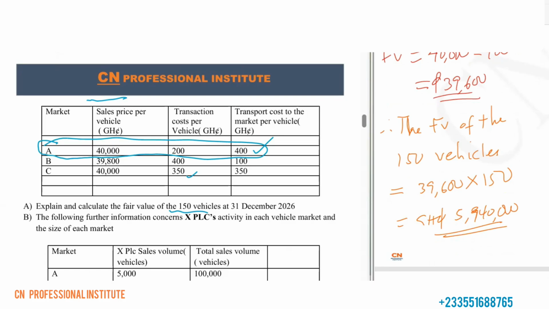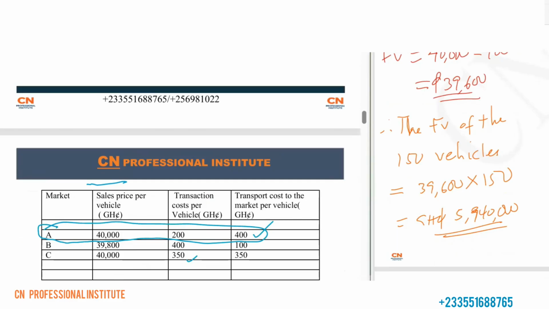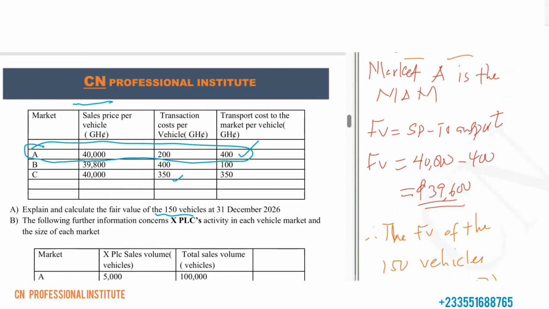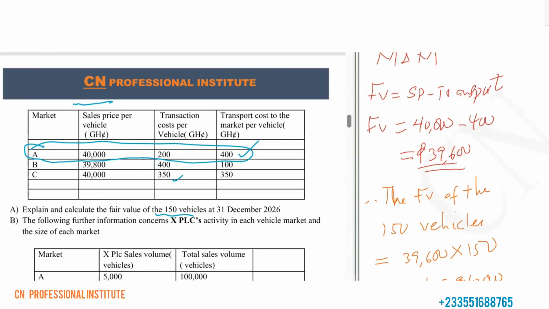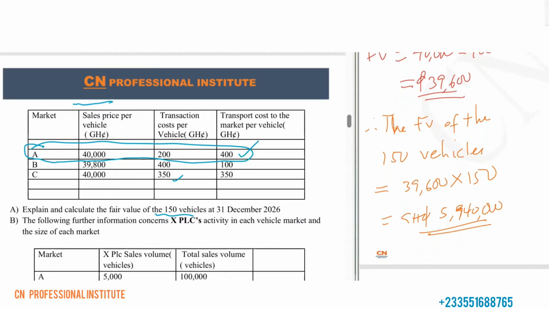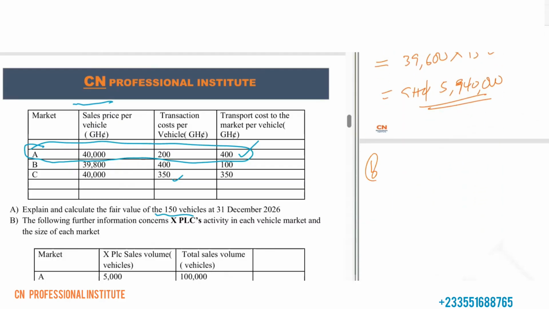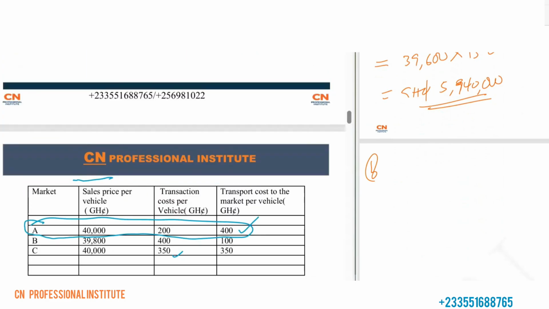So you see, the question said we should determine the fair value. We thought of the principal market first, but there's no principal market. So we have to use the most advantageous. We determined the most advantageous by deducting the transport and transaction costs from the selling price. And then we got A as the most advantageous market because there was no principal market. And therefore we use A to determine the fair value. Let's look at B. B says the following further information concerns XPLC activities.